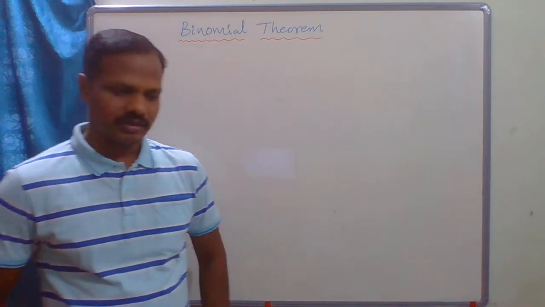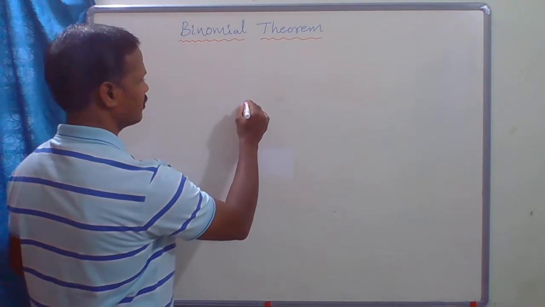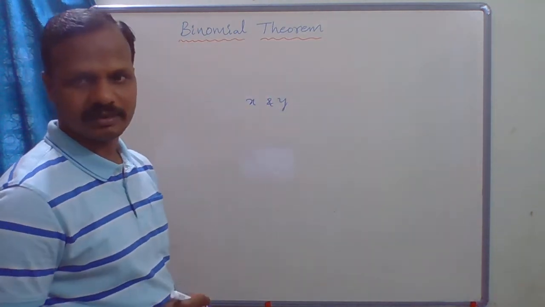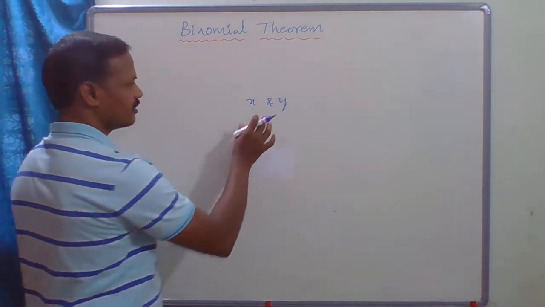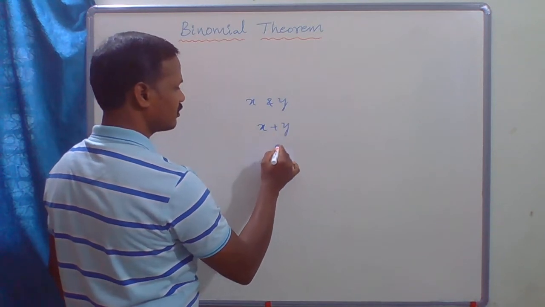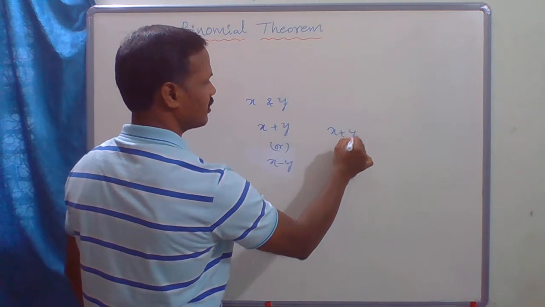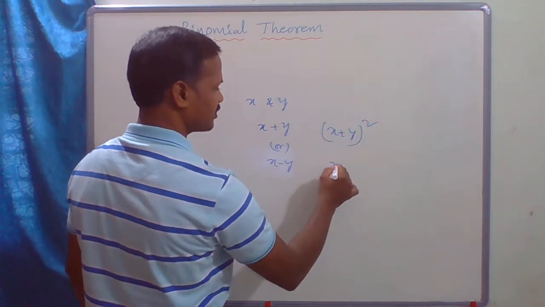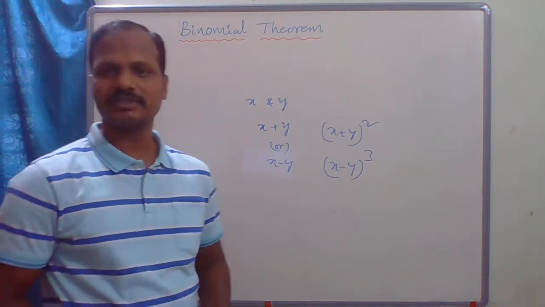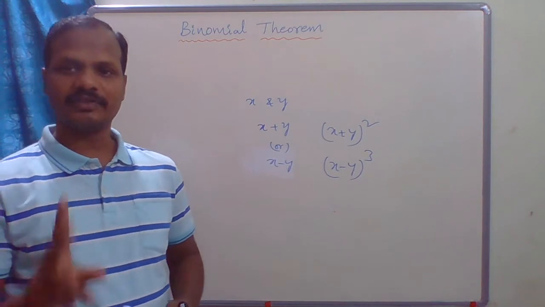So for example, x and y, two dissimilar terms or two distinct terms. These are connected by x plus y, or x minus y, or x plus y whole square, or x minus y whole cube. Such expressions are called binomial expressions. Two terms, different terms.